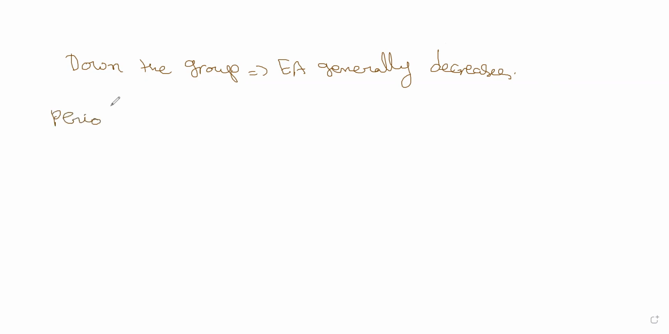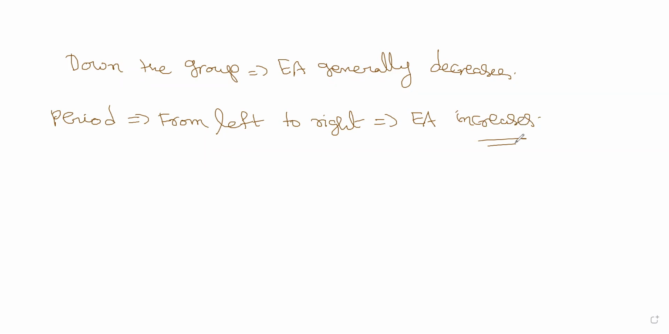In a period, from left to right, electron affinity increases. Well, I think I forgot to tell you, this is very important. Have a periodic table in your hand.